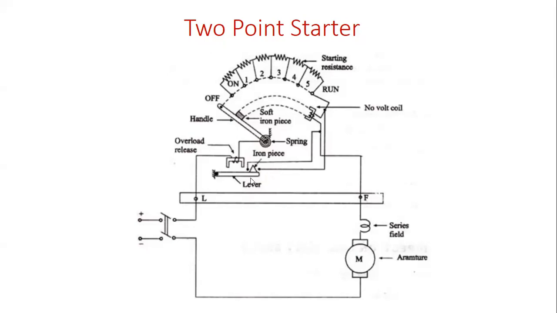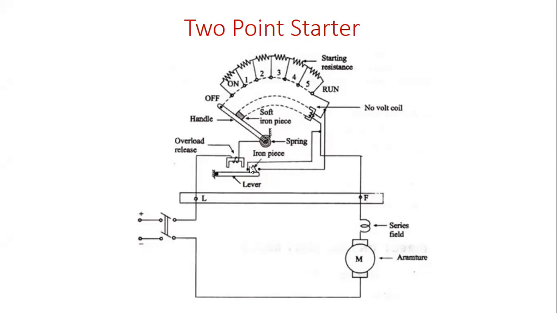There is a small gap available. When this lever is moved upward, what happens? This lever will be in contact with this no volt coil, right? So it leads to a short circuit.